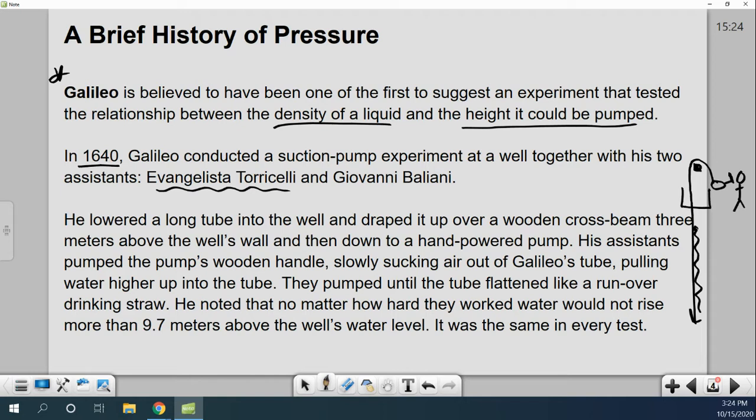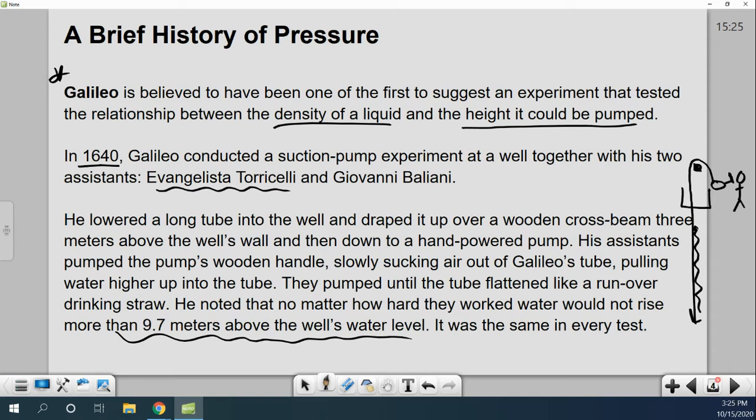And so Galileo noticed that no matter how hard they worked, no matter what kind of pipe they used, no matter how they set it up, the water never went higher than 9.7 meters above the water level. So wherever the well's water level is, wherever they started pumping from, he could never get the water to go to 10 meters. Wouldn't happen. 9.7 was always the cap. It was the same in every test, no matter how he set it up.